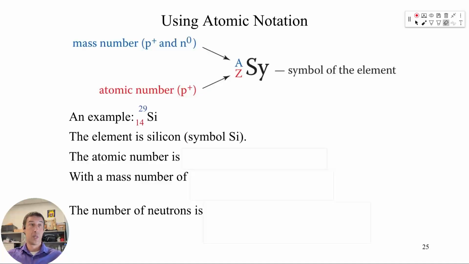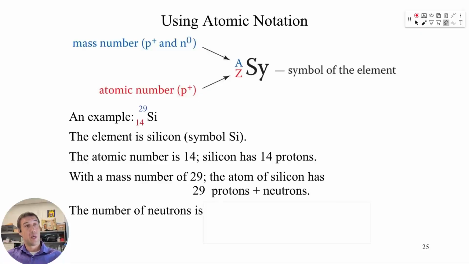The element, hopefully you know now, is silicon, with our symbol of Si. The atomic number written in our lower left-hand corner is our number of protons, which means silicon has 14 protons. Our mass number is written in the upper left-hand corner. Got my left and right backwards again. In our upper left-hand corner, and that is again our 29. So we have 29 protons and neutrons.